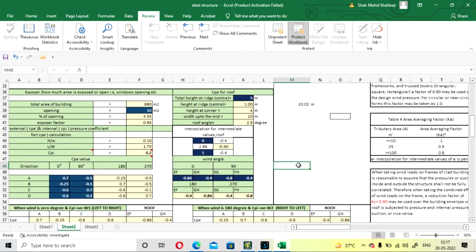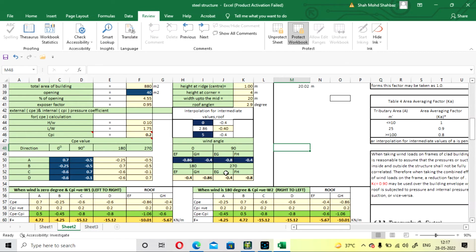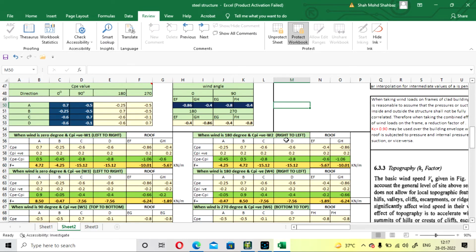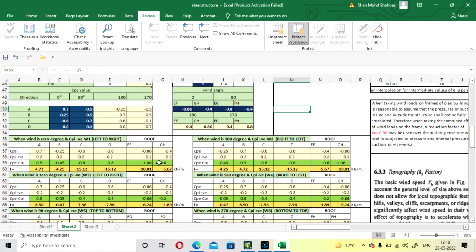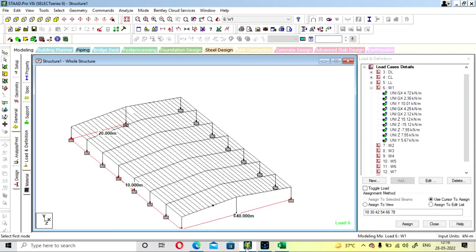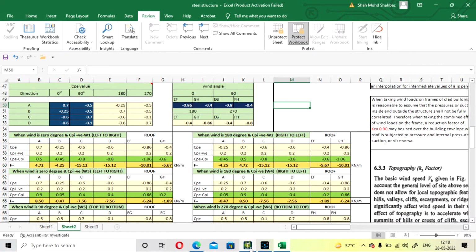Okay. Now for 180 and 270 it is calculated from here only, so it will be automatically calculated here. This will be okay. And for the roof, when the wind is flowing in the 0 degree positive CPI direction, the EF and GF values will be 10.1 and minus 5.6. Okay, so it will be applied.